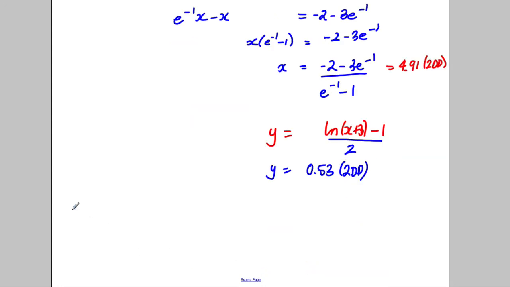So state your final answer that x is 4.91 and y is 0.53 to 2 decimal places, and you're done.